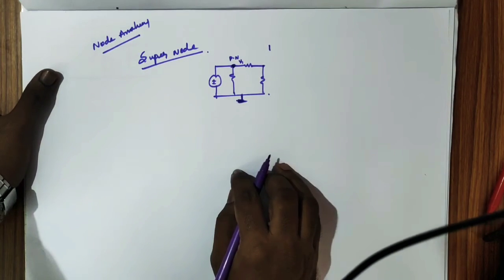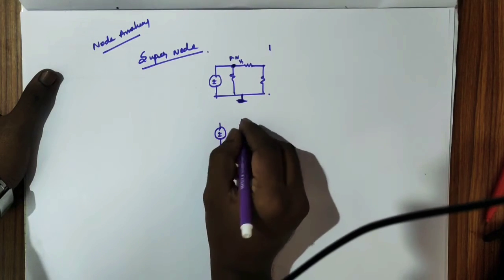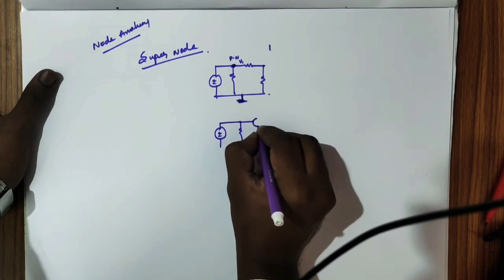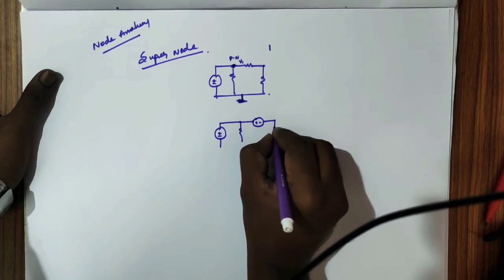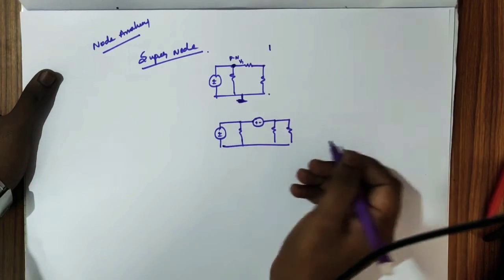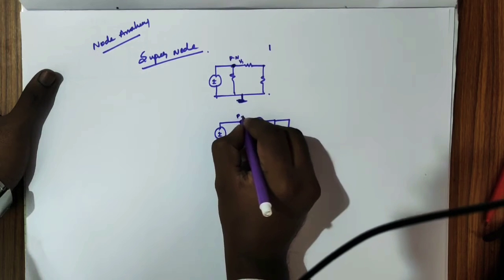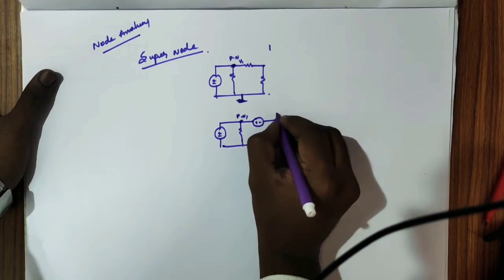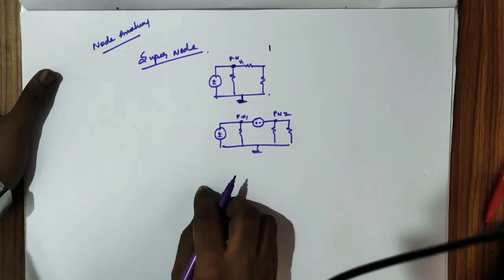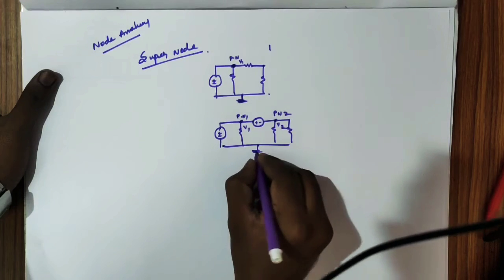Well, coming to the supernode. I'm having the same circuit. Let us take this circuit, and I'm taking a source here and some load here. So what nodes are we having here? This is one principal node, Pn1, and this is also one principal node, Pn2, and this is another principal node, the ground. At this node I kept V1 and at this one V2, and this is ground.